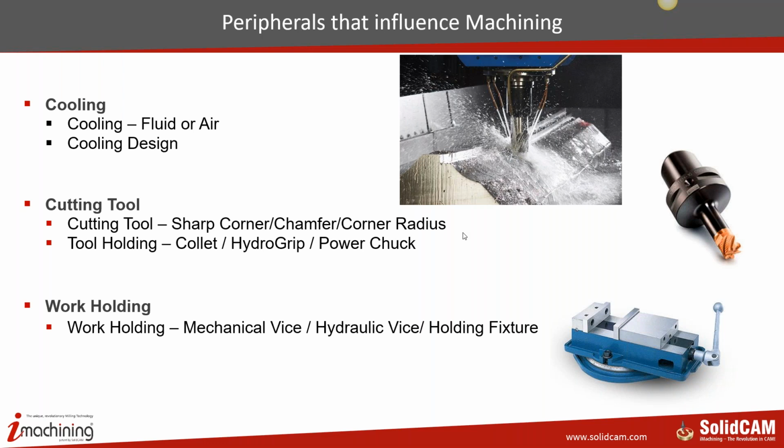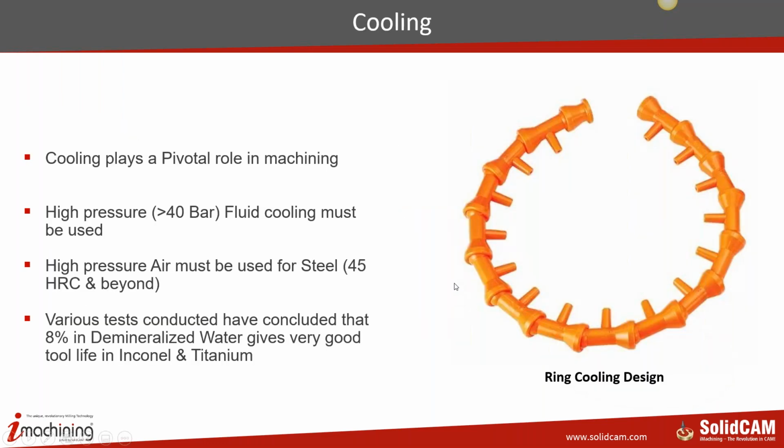Another thing that we need to talk about is, if you're going to have a fluid coolant or air coolant, what should be your design of the ring? Remember that if this is your part in the center, or this is your tool, your fluid or air must hit the tool from four different directions at least. The best is, of course, the ring that you're seeing here, but if you cannot make the ring, please ensure that you have got fluid or air hitting the tool at the cutting edges from four different directions. And angle, of course, it's difficult to measure, but try and maintain 90 degrees between them.